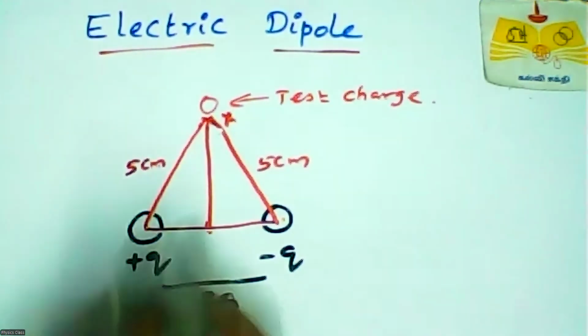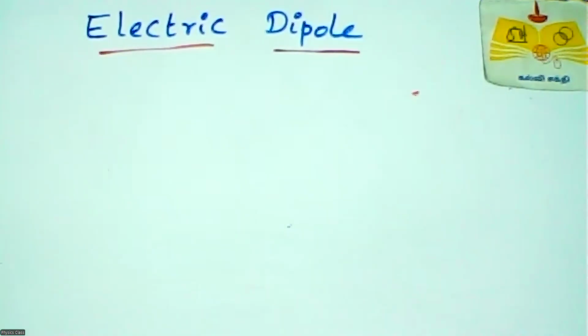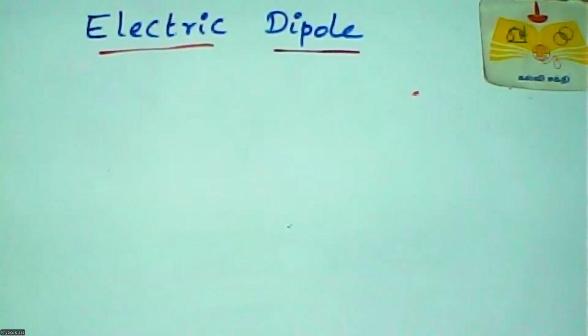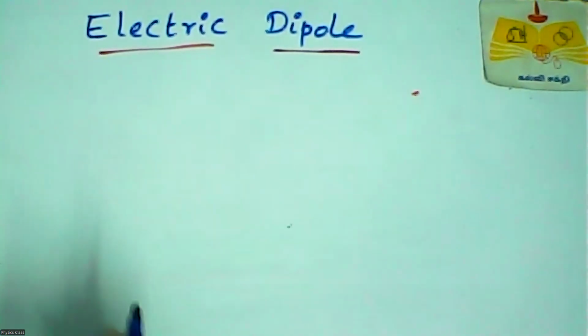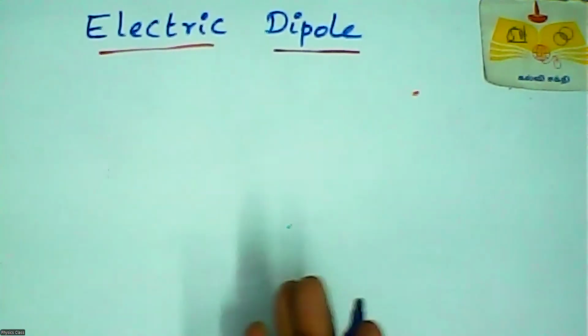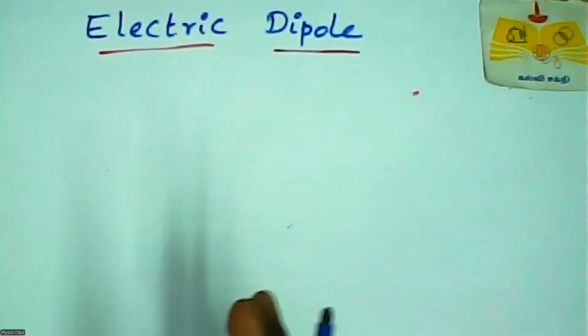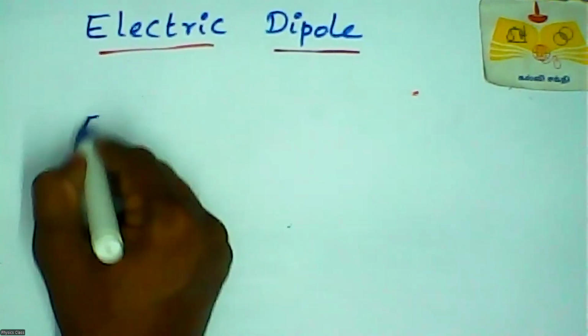Now I am going to derive the expression for the electric field intensity due to a dipole on its axial line. We will use our knowledge of electric field from an individual point charge and vector addition. We will find that for a point far away from the dipole, the electric field is inversely proportional to the cube of the distance.